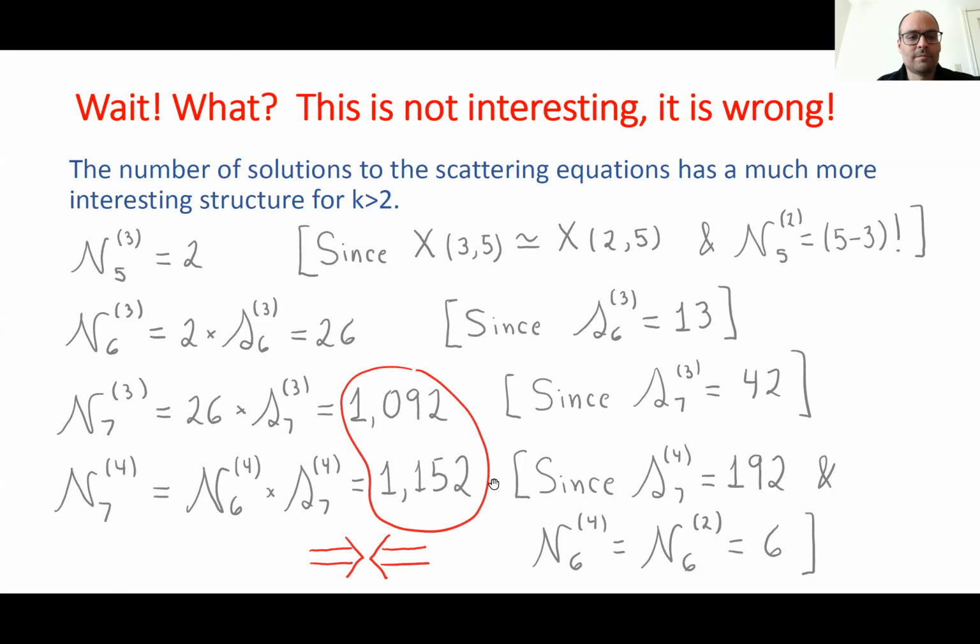But wait, what's happening? This is not even interesting. It's just completely wrong. Everywhere we have been using that these two numbers are supposed to be equal due to the duality. And in this case, we find that these two numbers, which were supposed to be equal due to the duality, are not.